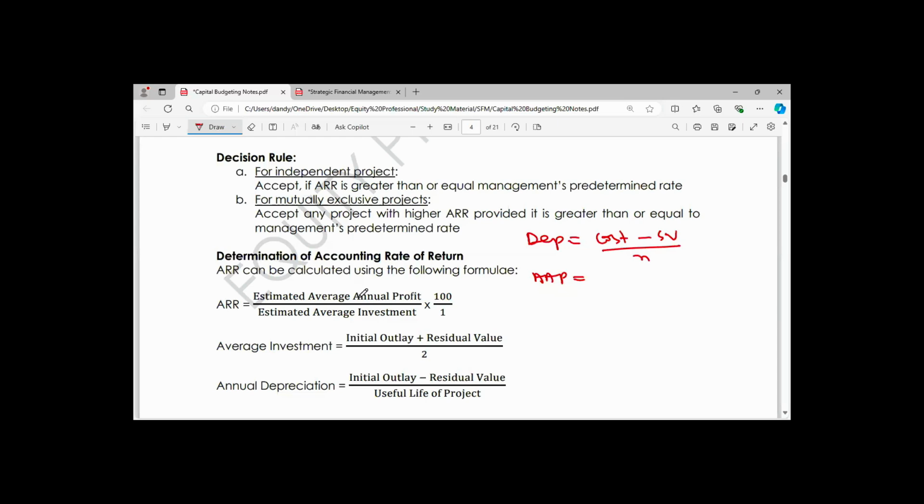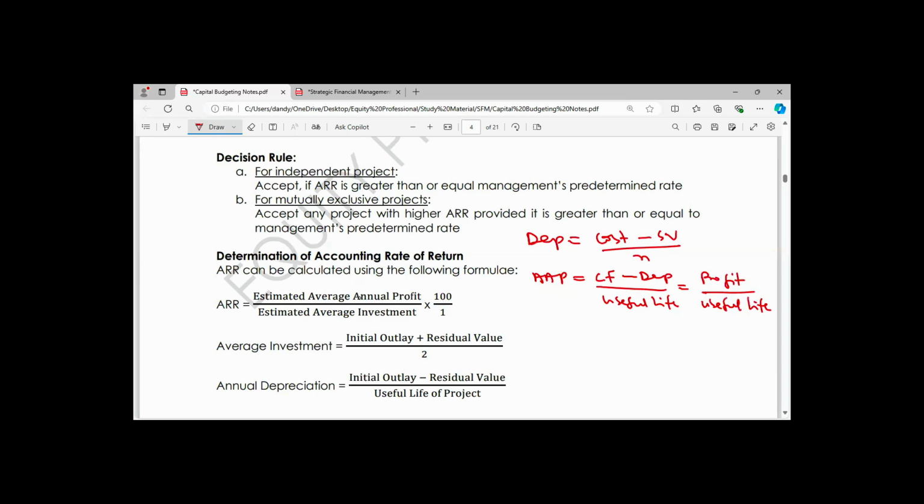Therefore, if, for example, annual cash flow is given to you, the annual cash flow minus depreciation will give me profits. Then, of course, divide by the useful life. So total profits divided by the useful life will give me the average annual profits.